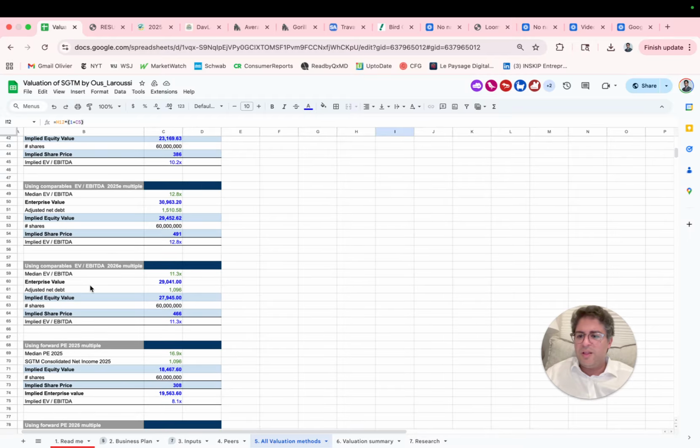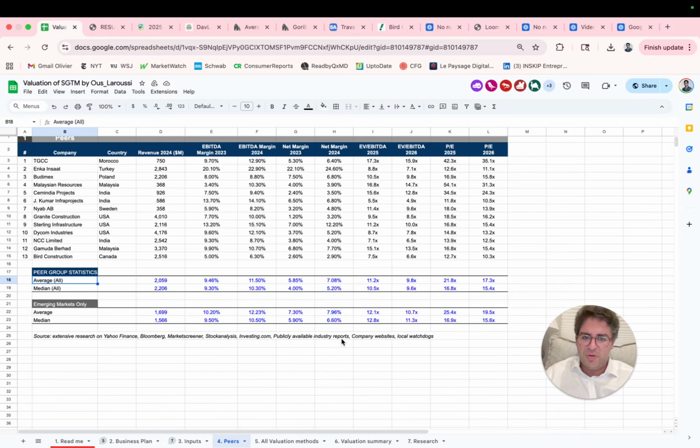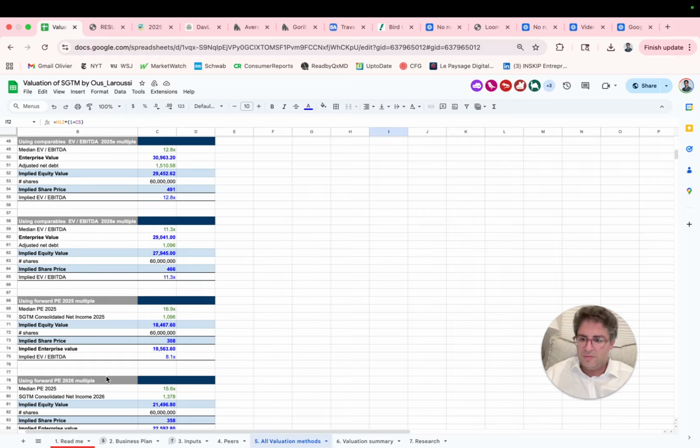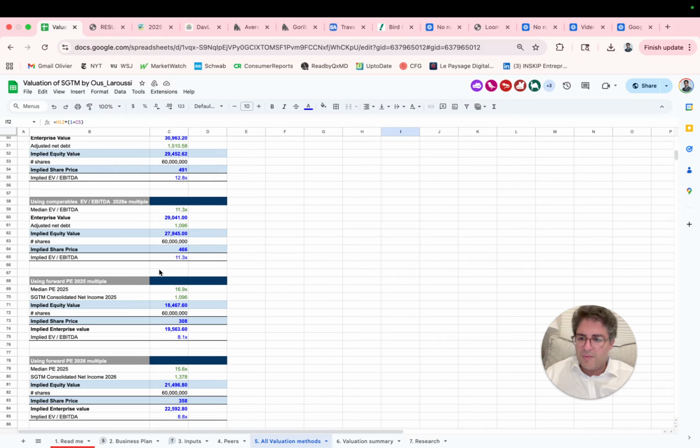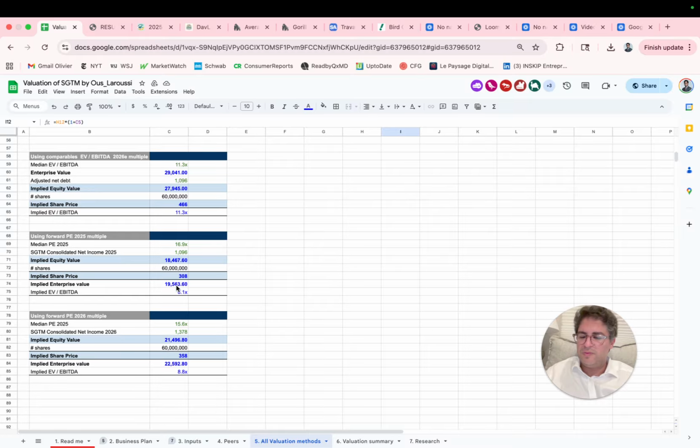Then I use another method, which is using comparables. The comparables are the peers that you have here. And what I use is the emerging markets only medians for the EV/EBITDA for 2025, 2026, and the different PEs. Then I come up with the enterprise value.